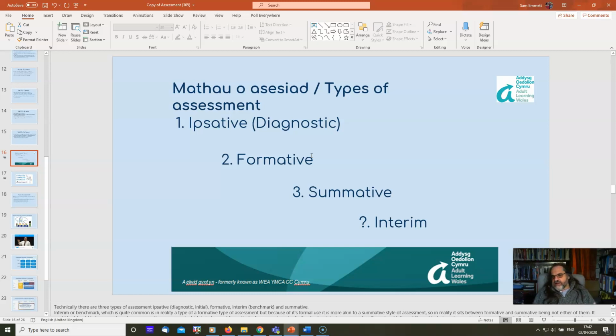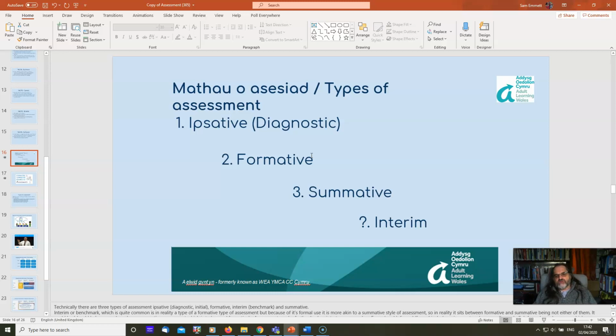And they're in class things like questioning, discussion, etc. We'll look at those in a bit more depth. And then there's summative assessment. Now, summative assessment is at the end. It's the final assessment. So summative assessment is something like an essay or an exam.